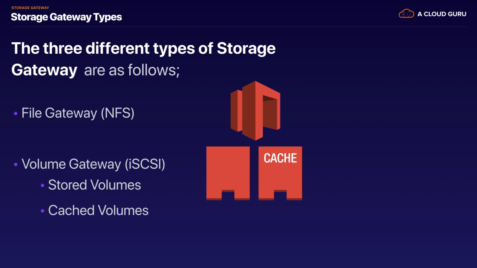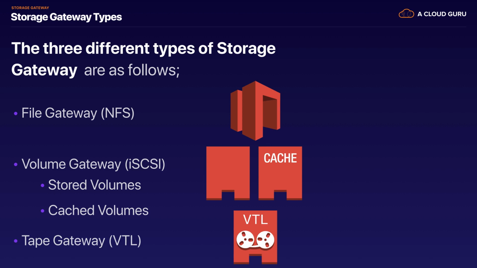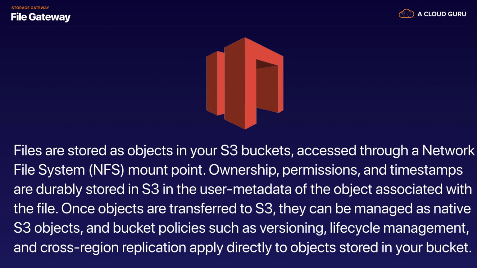And there's 2 different types of Volume Gateway. You've got your stored volumes, and then you've also got your cached volumes as well. And then finally, we have Tape Gateway, and this is a virtual tape library. So let's go ahead and have a look at all of them. So we'll start with File Gateway.